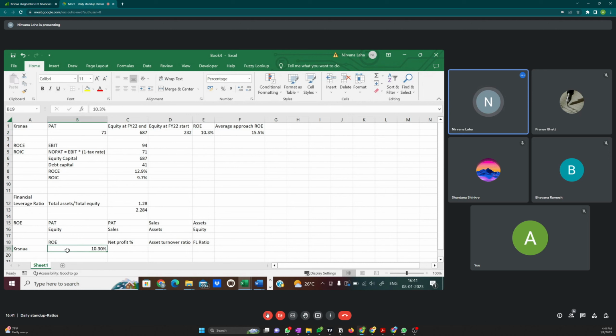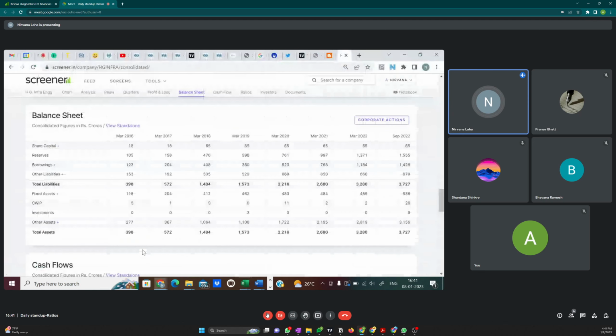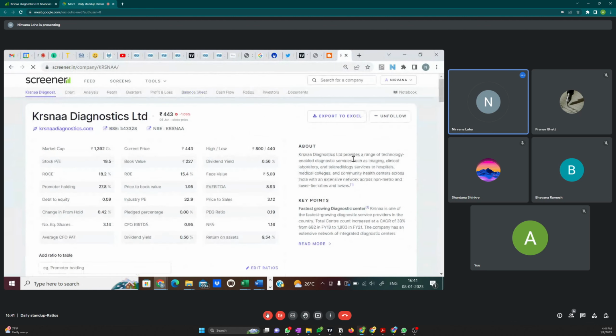Now let's see. This is a middling ROE. Okay, 10.3 is not a great ROE. Let's see where it is having an issue. Let's see if it's net profit, asset turnover, or financial leverage. So let's go back to Krishna.